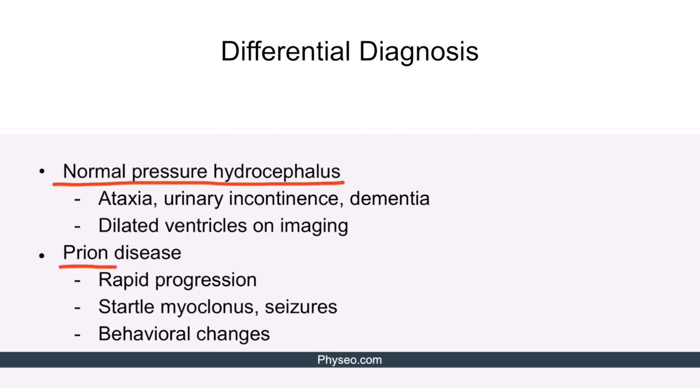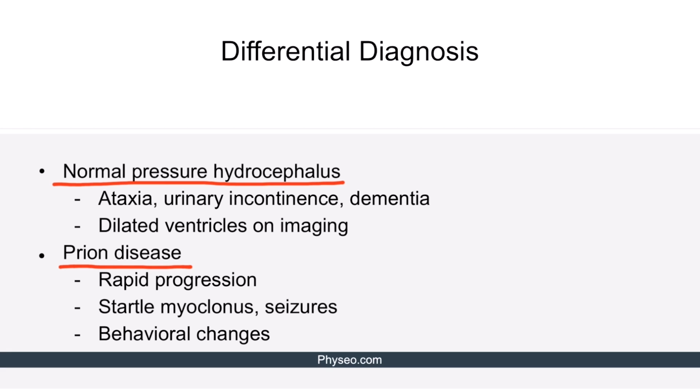Next, let's talk about prion disease. Prion disease differs from other types of dementias in that it often has a characteristic rapid onset and rapid progression. Patients have a rapid acute onset of myoclonus, seizures, and behavioral changes. The myoclonus may also present as startle myoclonus, where the patient experiences episodes of myoclonus when they're startled or surprised. This condition results from abnormal protein accumulation and worsens over weeks to months.